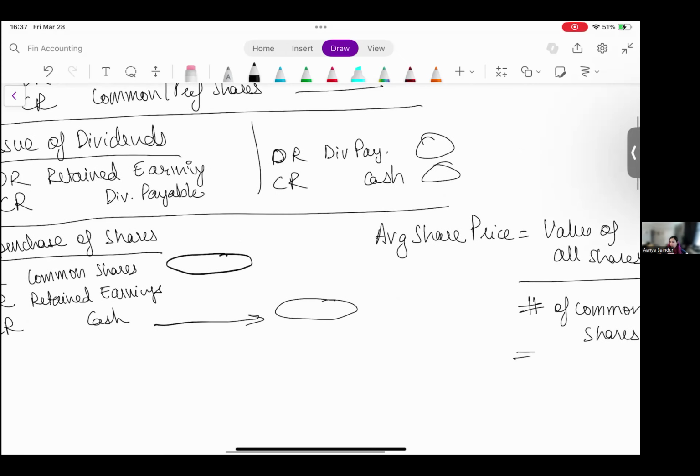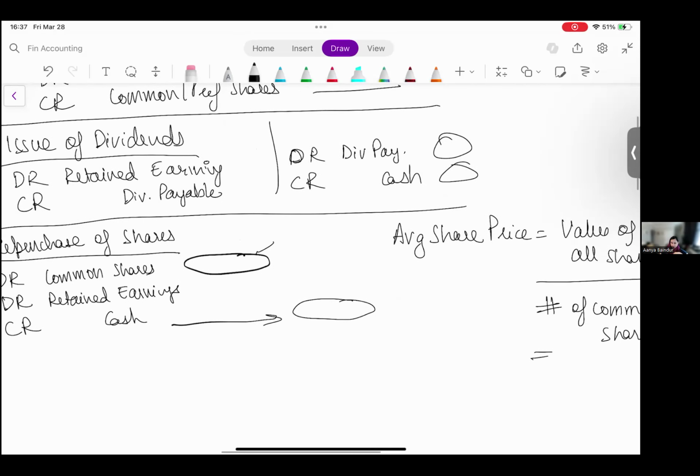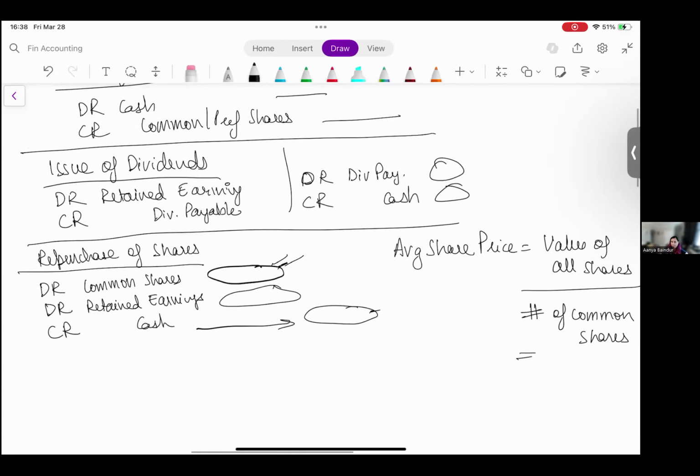You take the average share price, multiply it by the number of shares that you're repurchasing, and that's the value that you'll get for common shares. It will always be that the common shares value that you get is lower than the cash value, and the difference between the two will flow to retained earnings here. And that's how you do equity. It's, again, fairly easy. If you try solving a question on your own, it's easy marks that you should be getting for sure. Thank you.